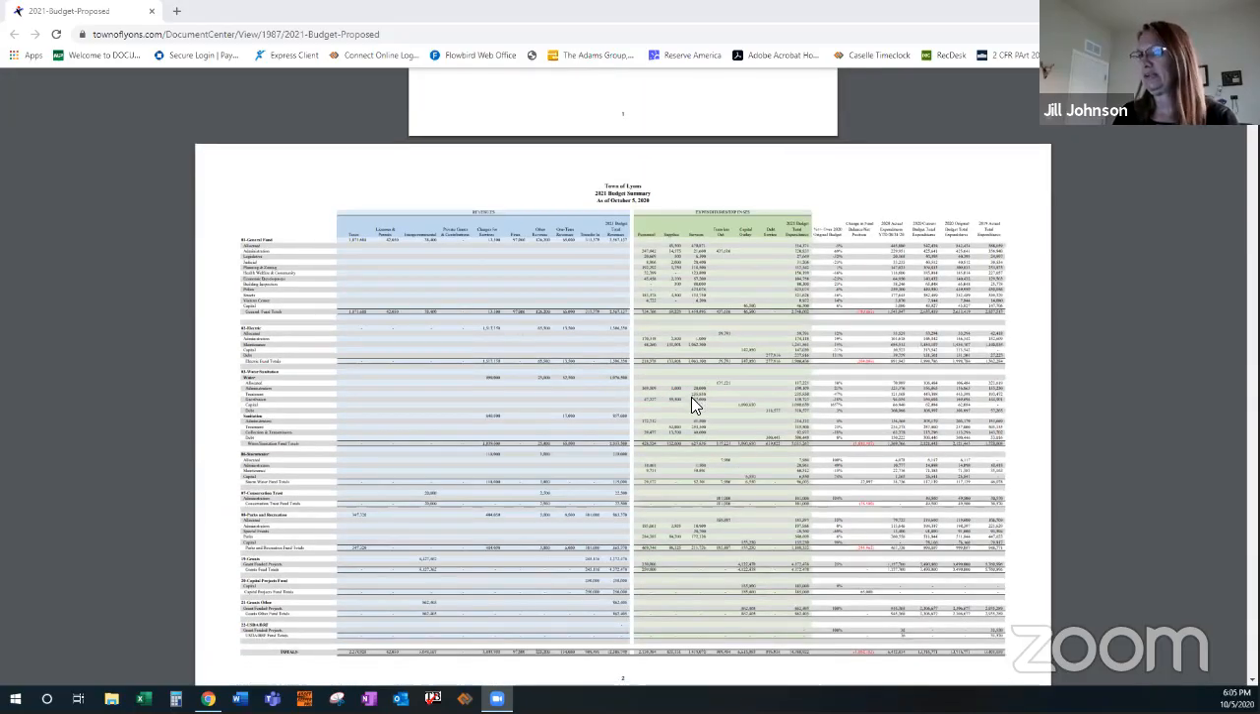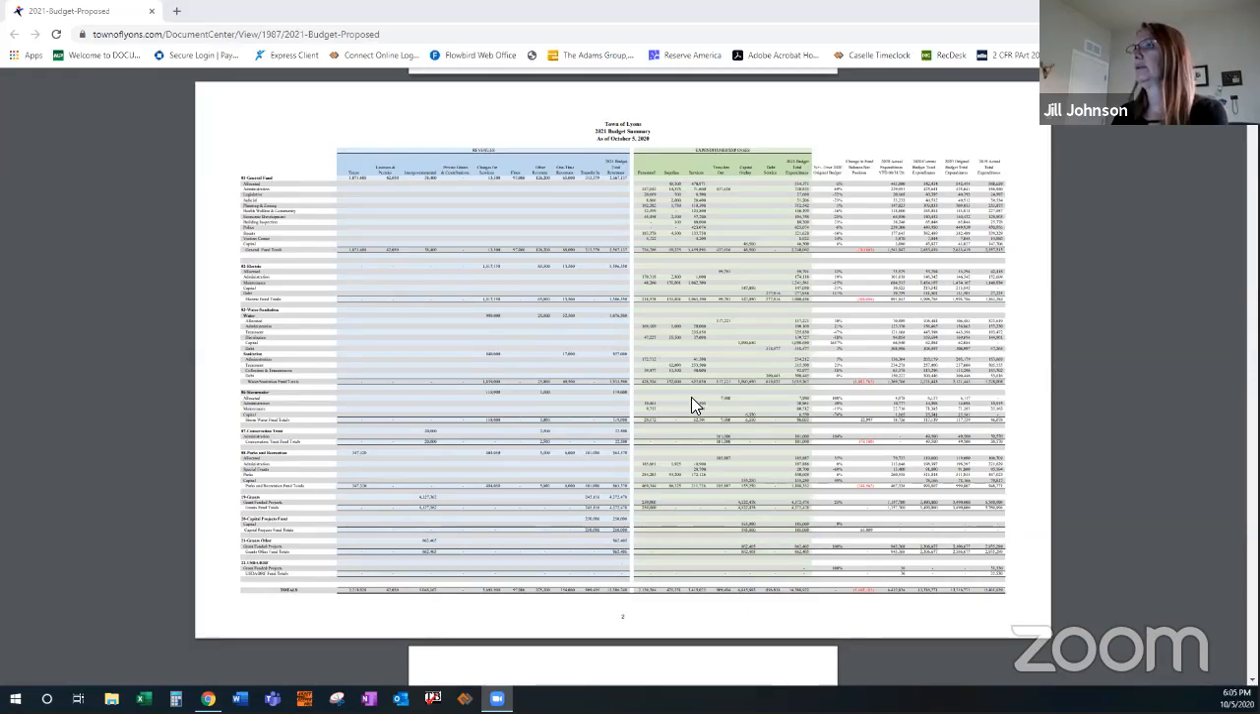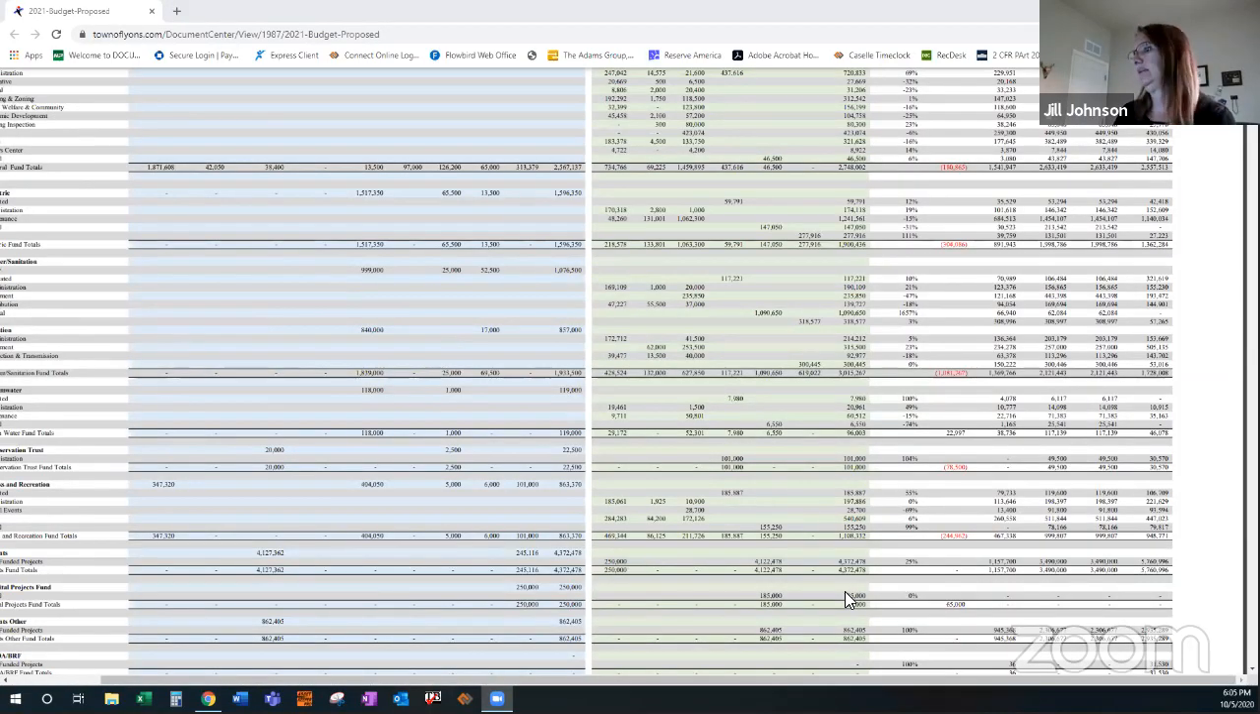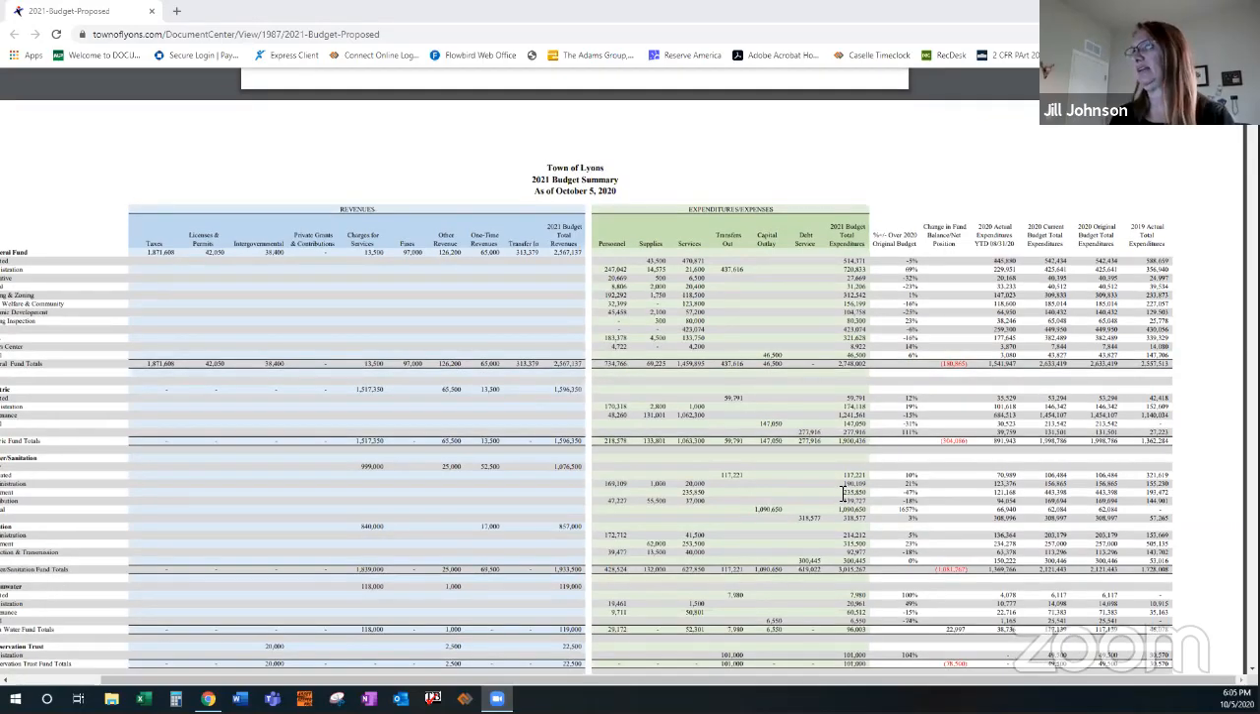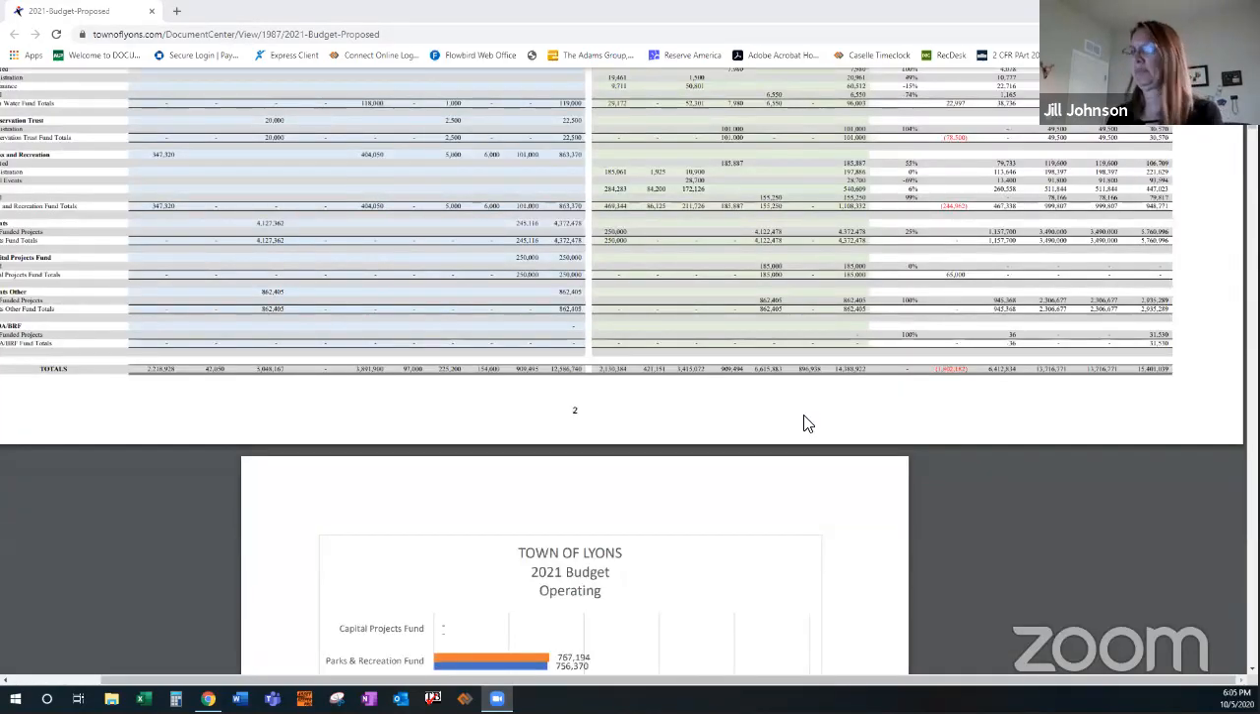We start with a budget summary, and I know that this looks very large and lots of numbers on it. It's a very high level summary, and what this can do for you is where you see at the top our expenses, we have them divided into certain categories. So there's personnel, supplies, and services. So if you wanted to know what percentage of town expenses were personnel related, you could do it by fund, you could do it in total, you could do it however you wanted to. And this kind of gives you that breakout. These are normal categories that you would see in any financial statement. So that's where we get those from.